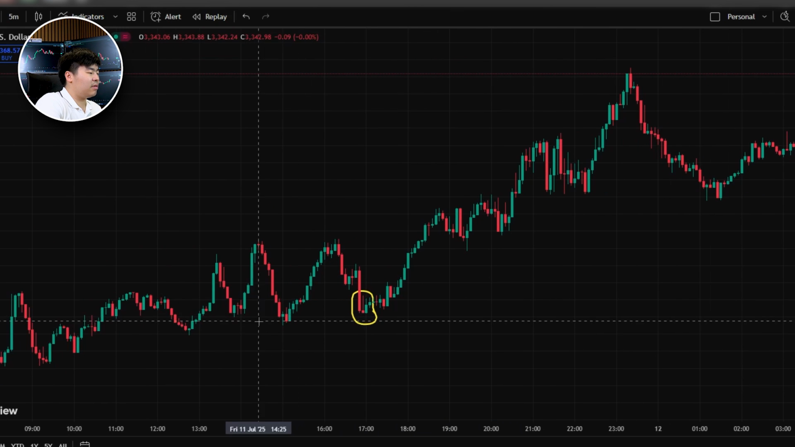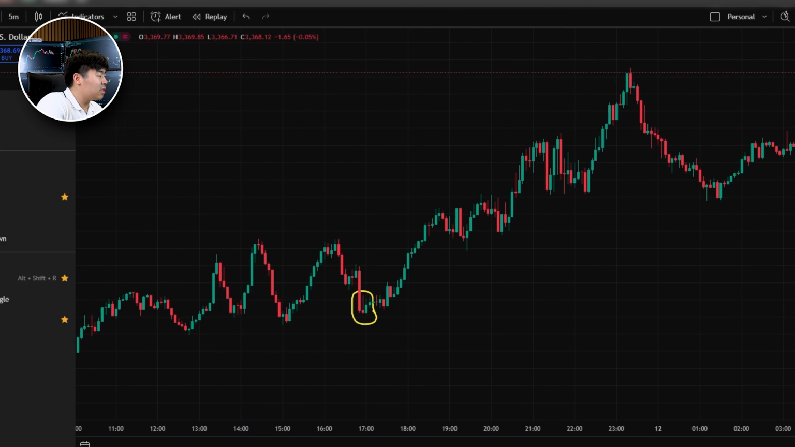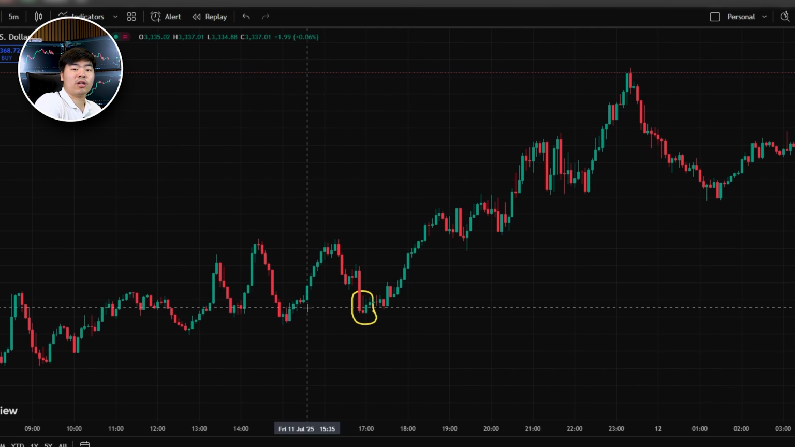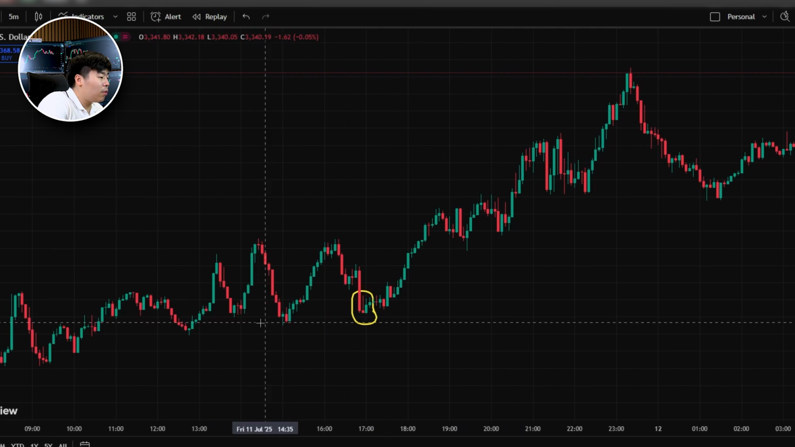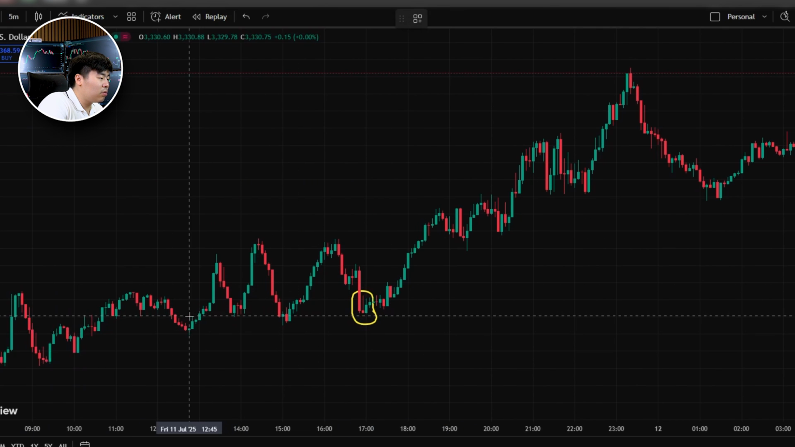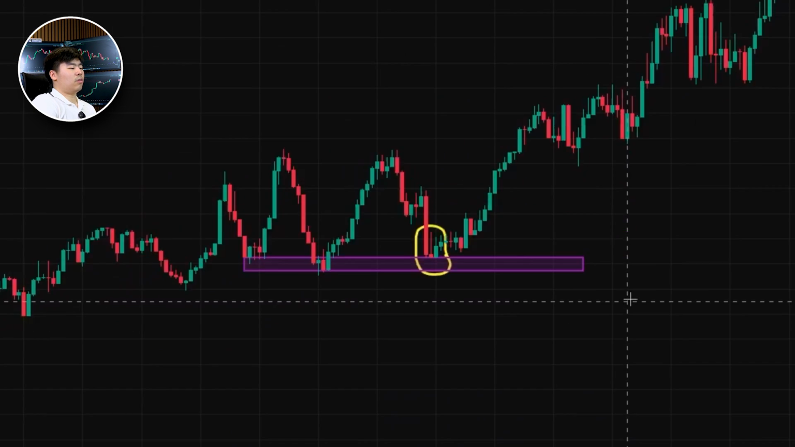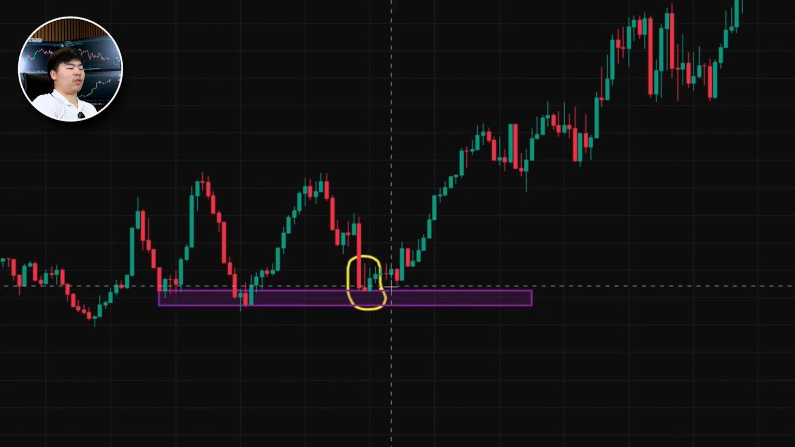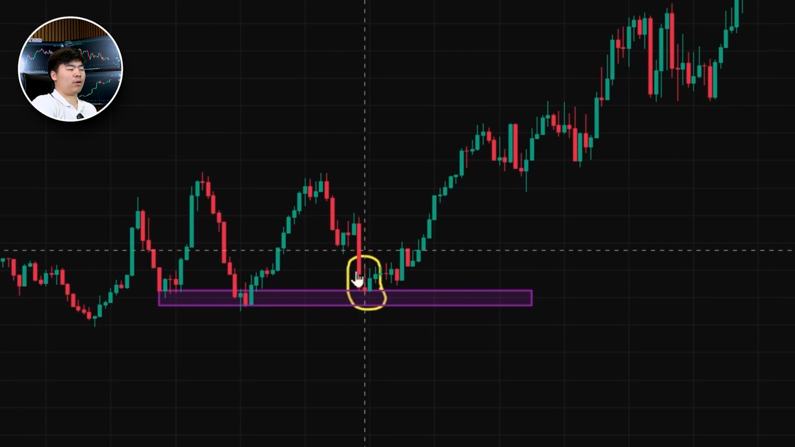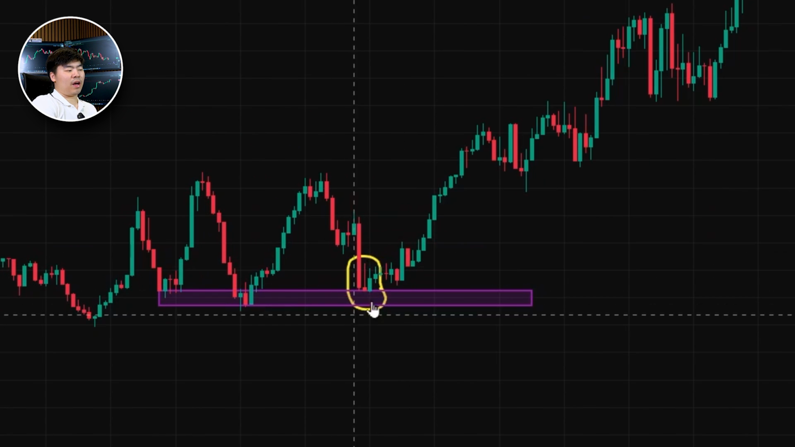What I did is I used support and resistance. This is how you can find a support or resistance. As you can see here, this is a support level. Take a look here. Because the market is touching or entering the support level, the support area, that's why I'm buying it.